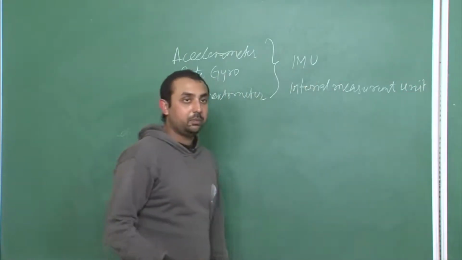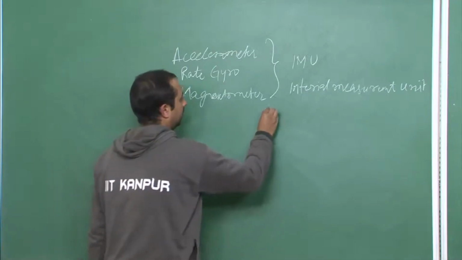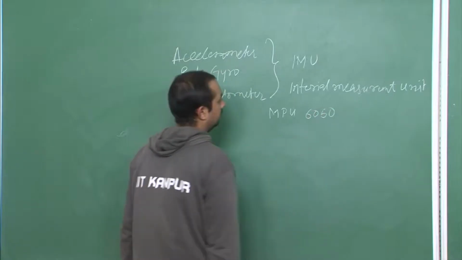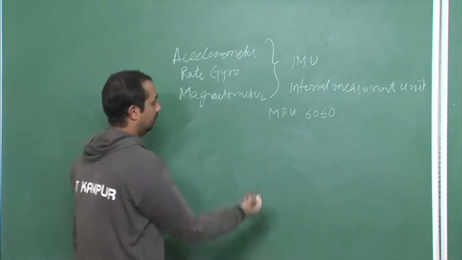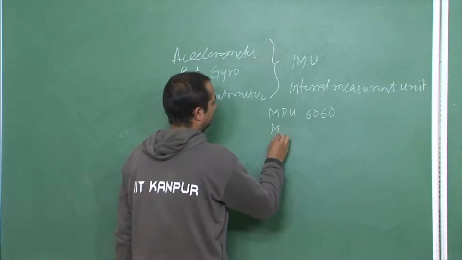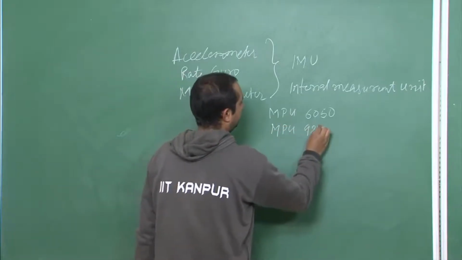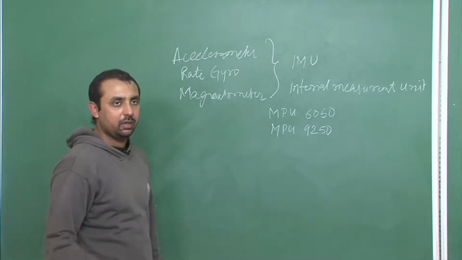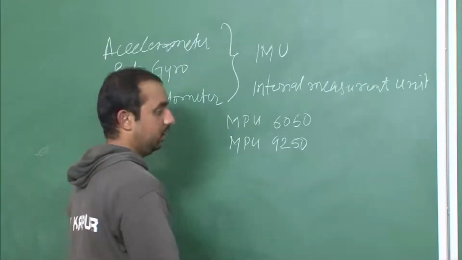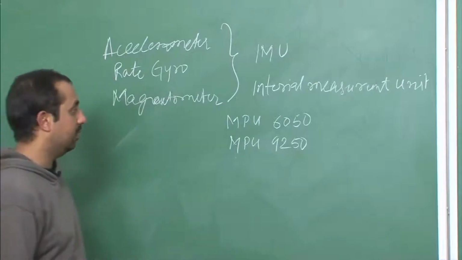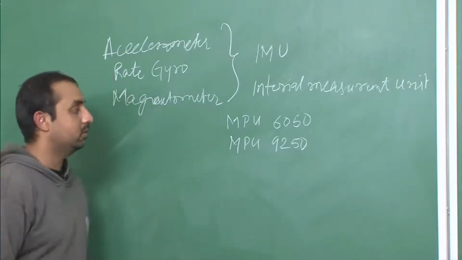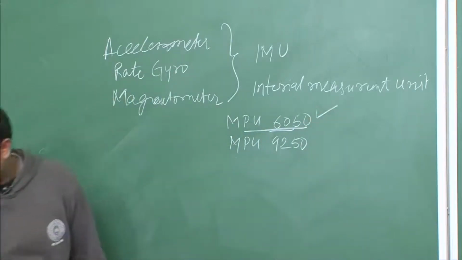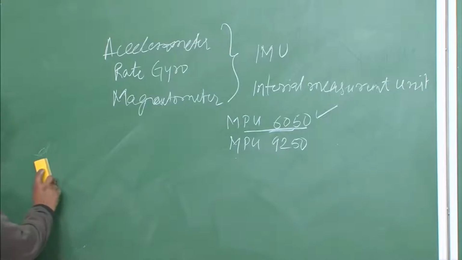For our experimental purpose, we will be using MPU 6050 and 9250. These are very simple IMUs which are available in the market, and in this lecture we'll be showing you how to capture data using IMUs 6050. This was regarding the inertial measurement unit.